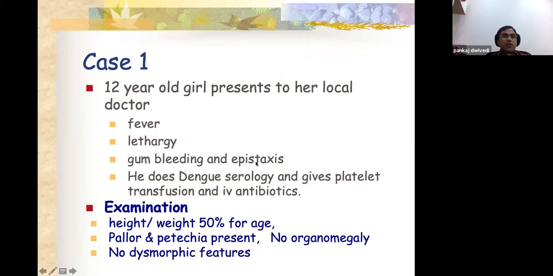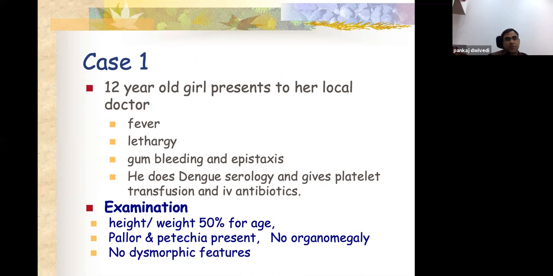Okay, so now this is the most important part. We will discuss 3 cases, and most of the questions can be answered in these 3 cases. So first case is of a 12-year-old girl presenting to a local doctor with fever, lethargy, gum bleed, epistaxis. Fever, a sign that maybe neutrophils are low. Lethargy is a non-specific symptom but important.